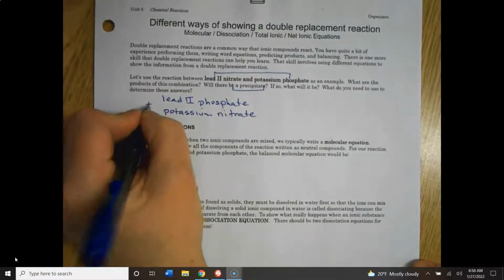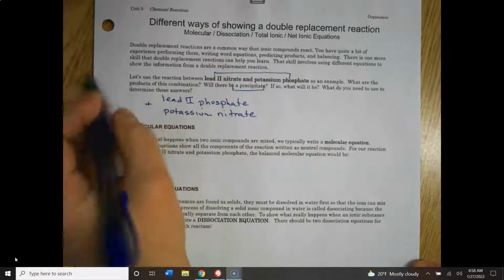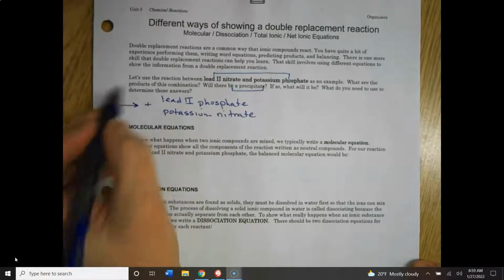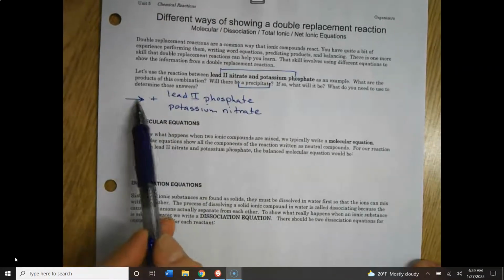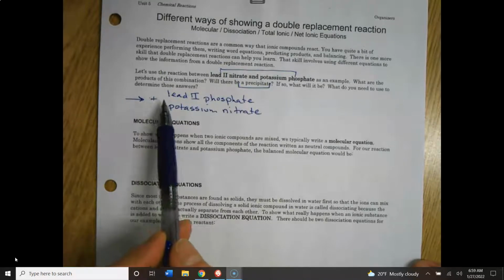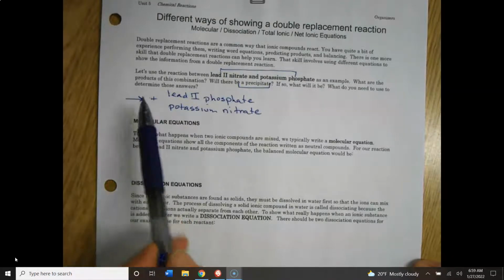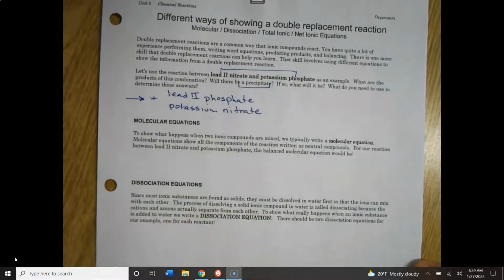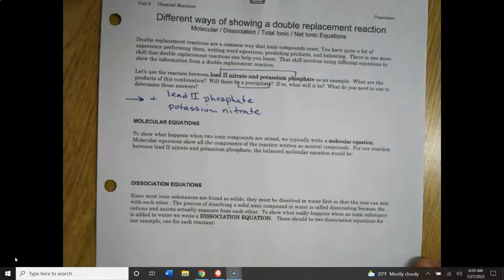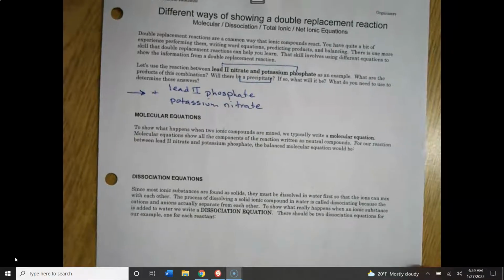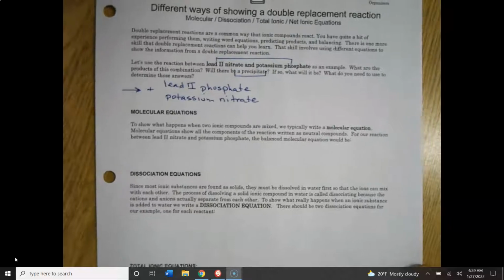So these would be our two reactants, or our two products, and they would be on the left side of the arrow, the yield arrow, and then these two would be the reactants. I didn't really do that very well in terms of writing a word equation, did I? All right, so let's get into the actual chemical equations and the different ways you can show that.